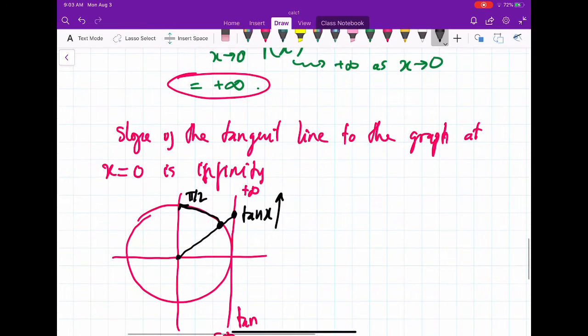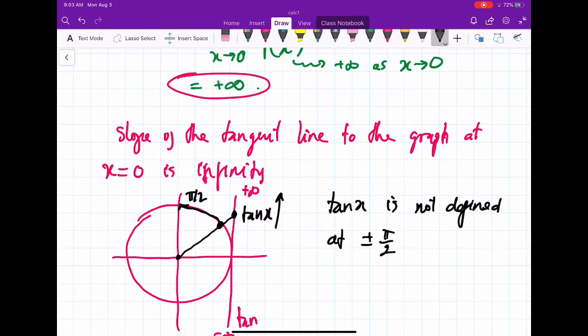So that means, in this case, of course, we know that tangent is not defined at pi over 2, at negative pi over 2. We know that tangent x is not defined, right? At positive and negative pi over 2 and plus k pi. So, when the derivative is infinity, that tangent line looks like this. That tangent line looks like this. You see, because the angle will be pi over 2, right? Because the angle will be pi over 2 in here.